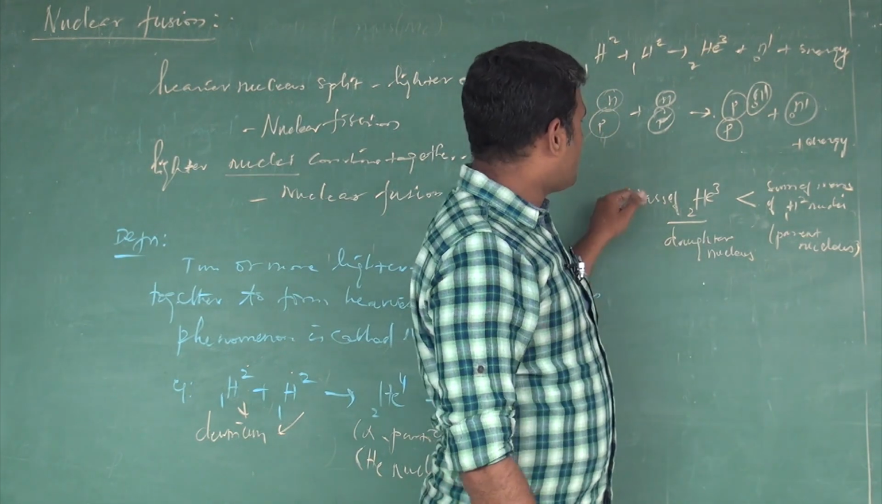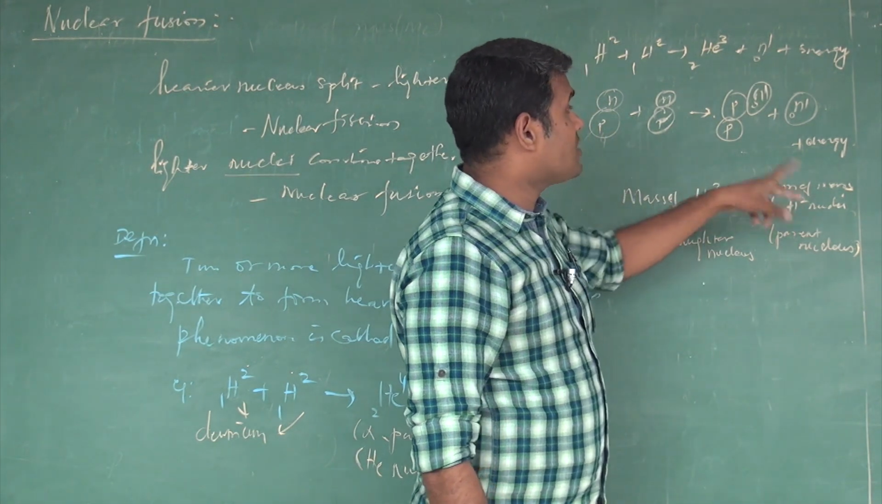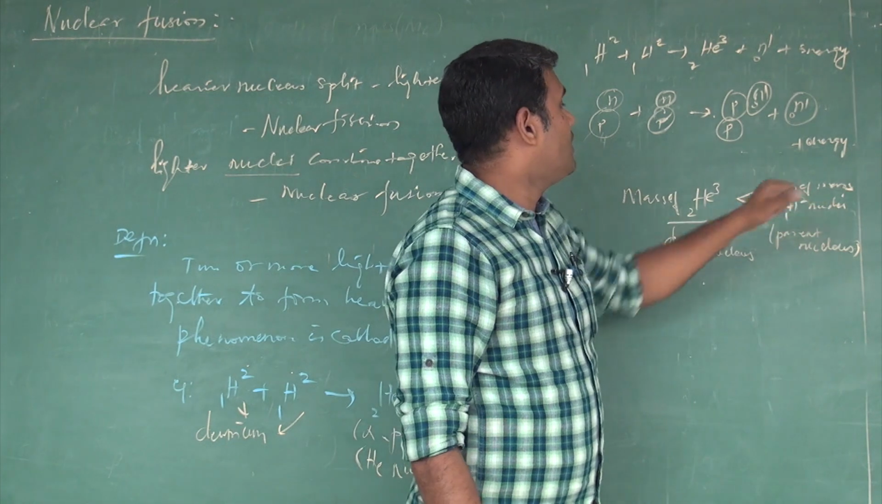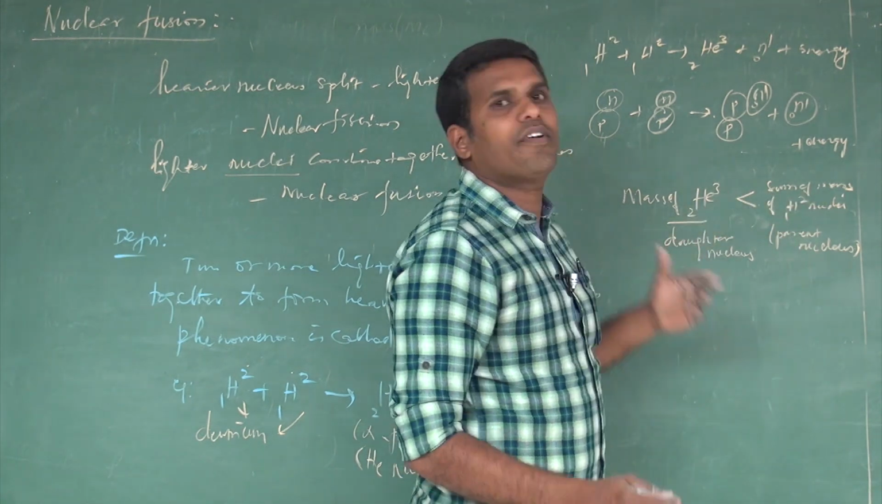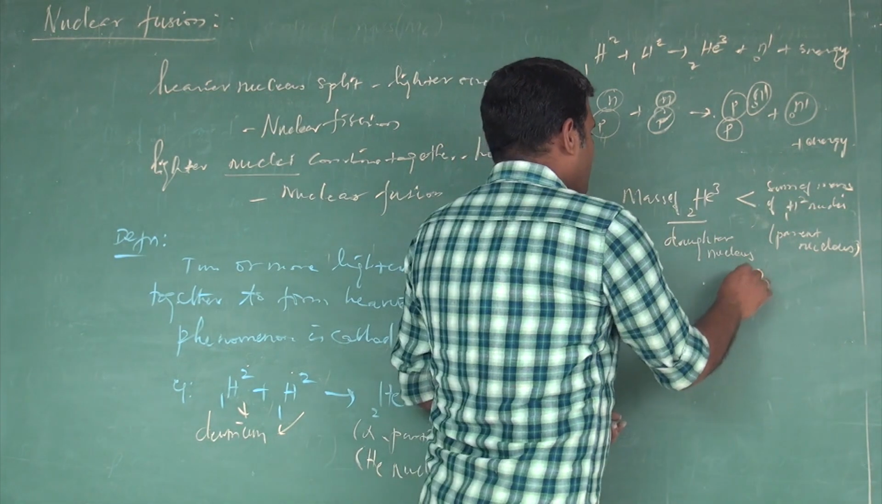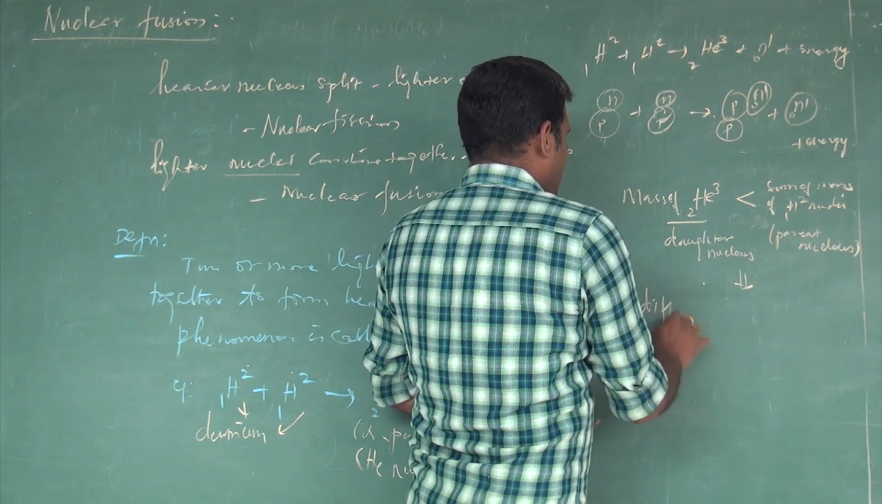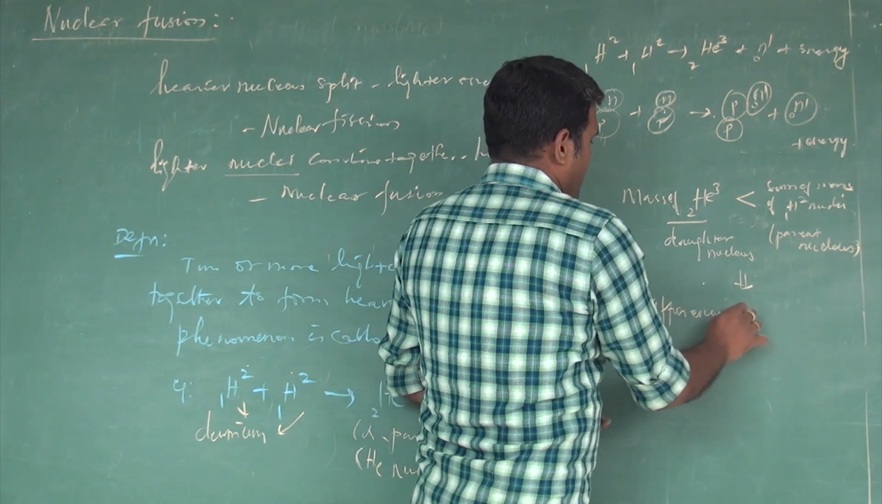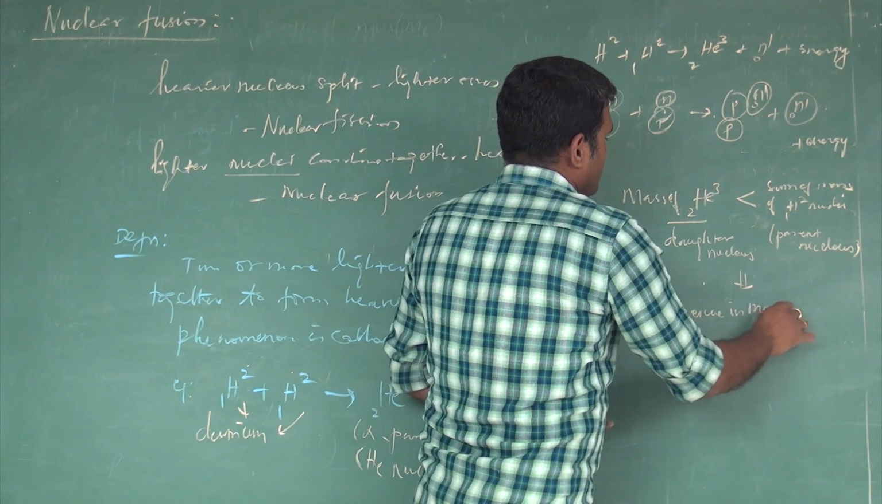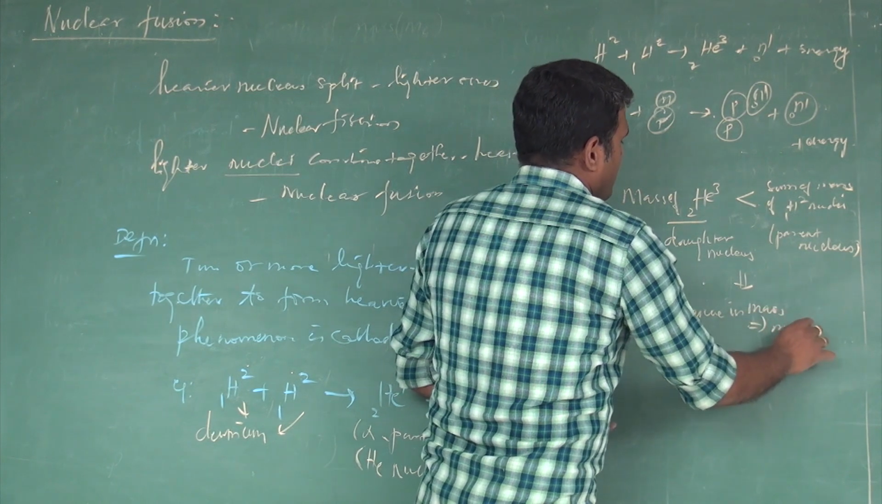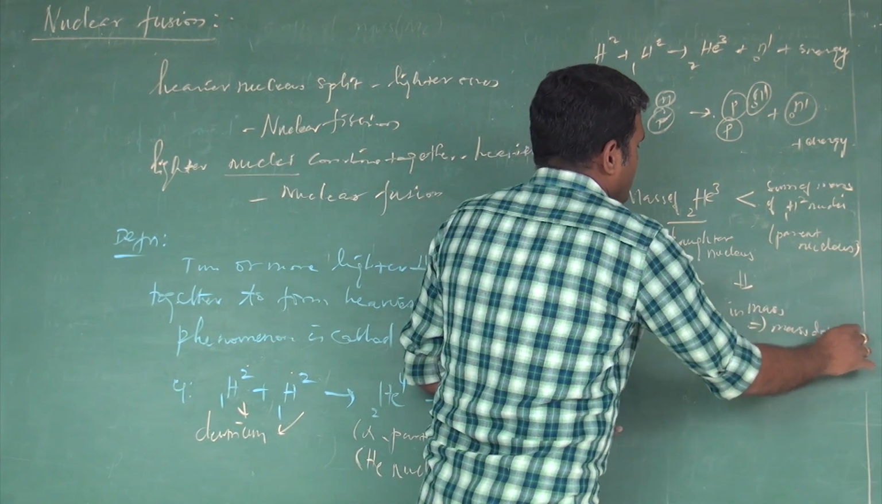So the mass of the daughter nucleus is always less than the sum of the mass of the parent nuclei. There is a difference in mass. We used to call this difference in mass the mass defect. Difference in mass is called mass defect.